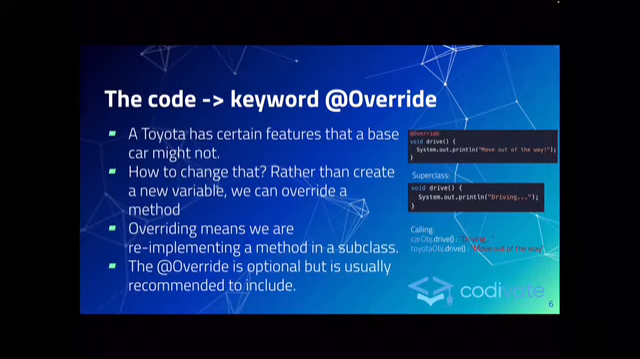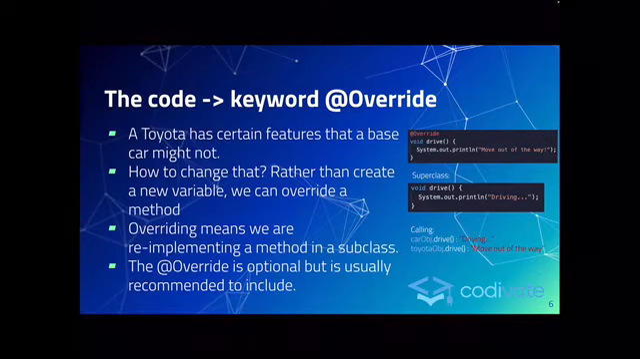So let's talk about the keyword override. A Toyota might have certain features that a base car might not have, right? So what if we wanted to change something that existed in a car so it's more unique to a Toyota? We could override this method. What this means is that we would essentially be redefining the method for the new class.